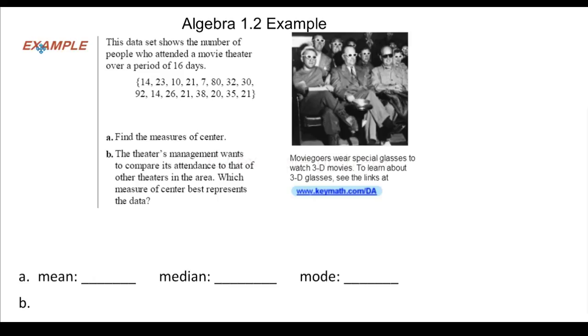Everyone, welcome to 1.2, the example problem. Let's read the example problem. This data set shows the number of people who attended a movie theater over a period of 16 days. And here are the numbers. I'm not going to read them all.